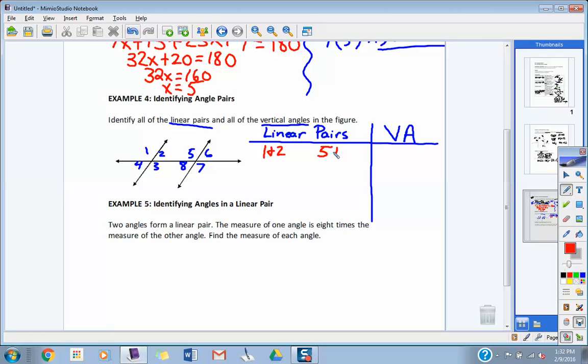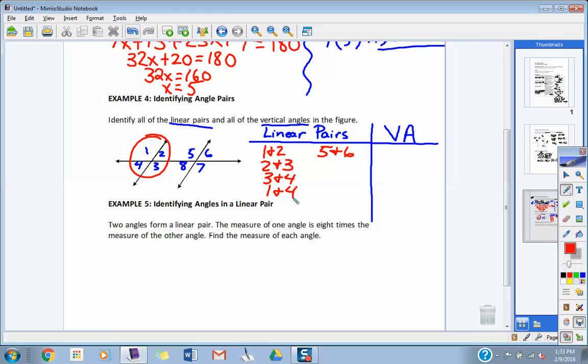Okay? What if I went slanted this way? How about 2 and 3? Are 2 and 3 adjacent, first of all? Do 2 and 3 form a straight line? Therefore, are 2 and 3 a linear pair? Yes. They are. Let's stay over here in this set. 2 and 3. What's another one within this set here? 1 and 4. And I also heard somebody say 3 and what? 3 and 4 and 1 and 4.